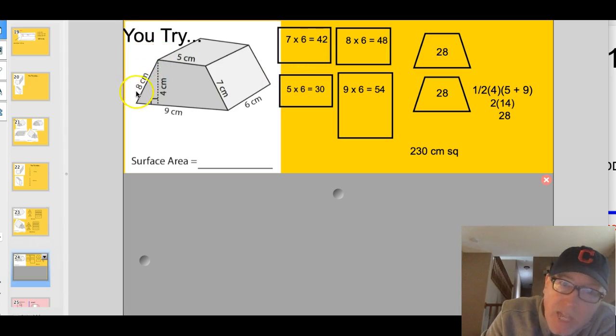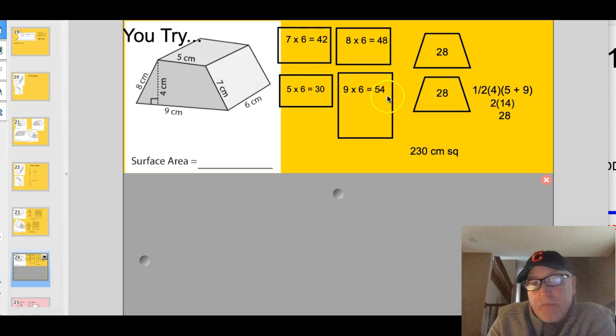Now over on this side, you have the side that's 8 times 6. 8 times 6 is 48. There's that rectangle. We only got one rectangle left. That's this one on the bottom. That's going to be 9 times 6. 9 times 6 is 54. So you got a total of 6 faces. You add all those up, you got 230 centimeters squared.